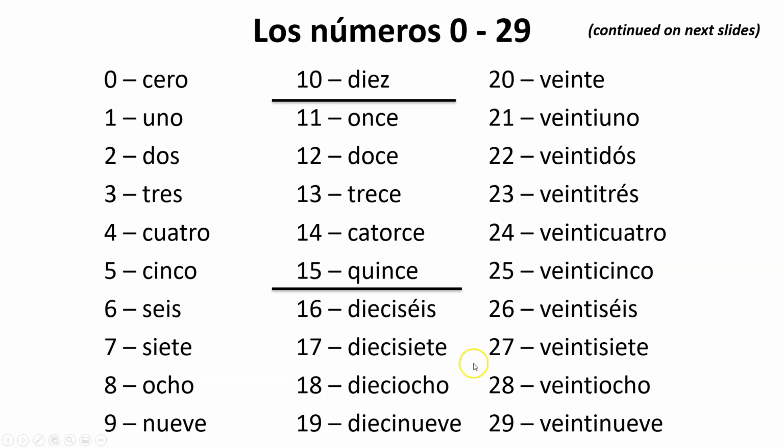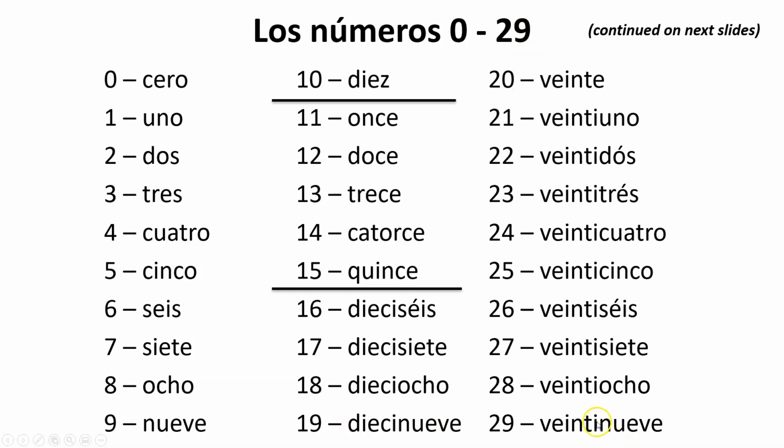26, 27, 28, 29. Notice 11 through 15 all end in ce, right? And look similar to like dos, doce, tres, trece. The ones that really look different are uno to once and cinco to quince. 16 through 19 all share diecis, 10 and, right? 10 and 6 is 16. Dieciséis, diecisiete, 18, 19.